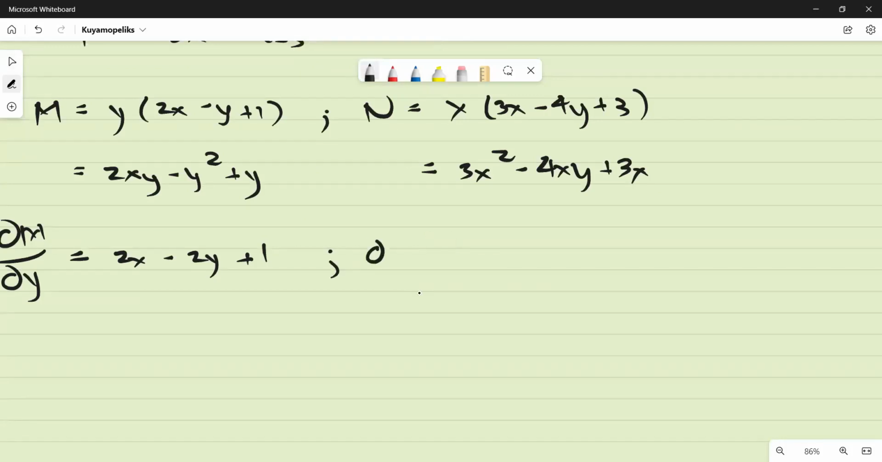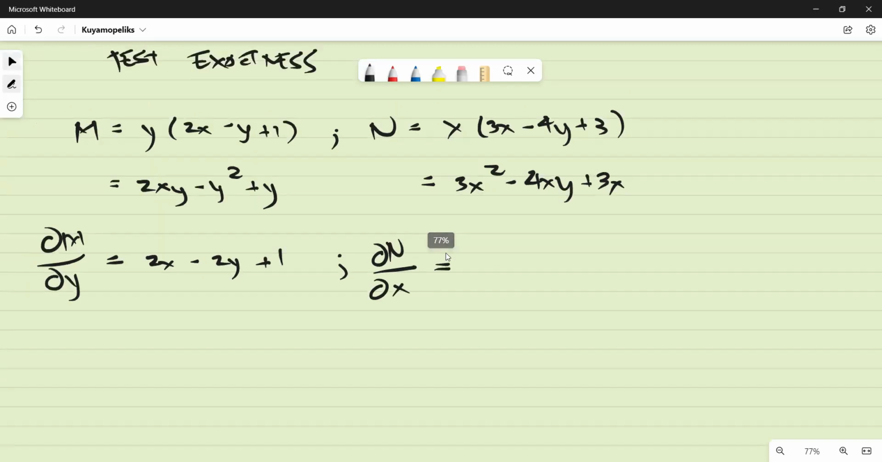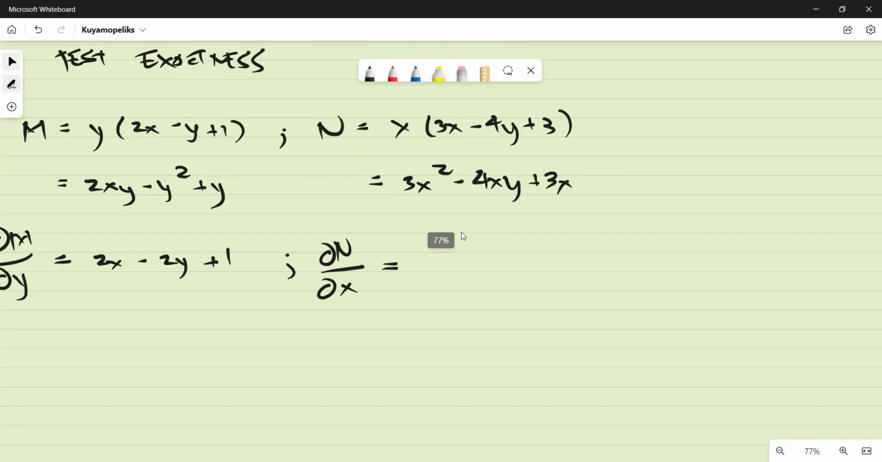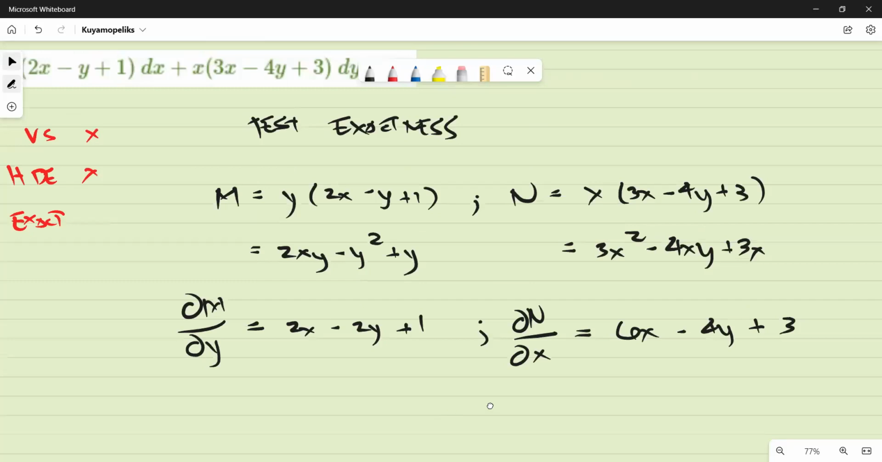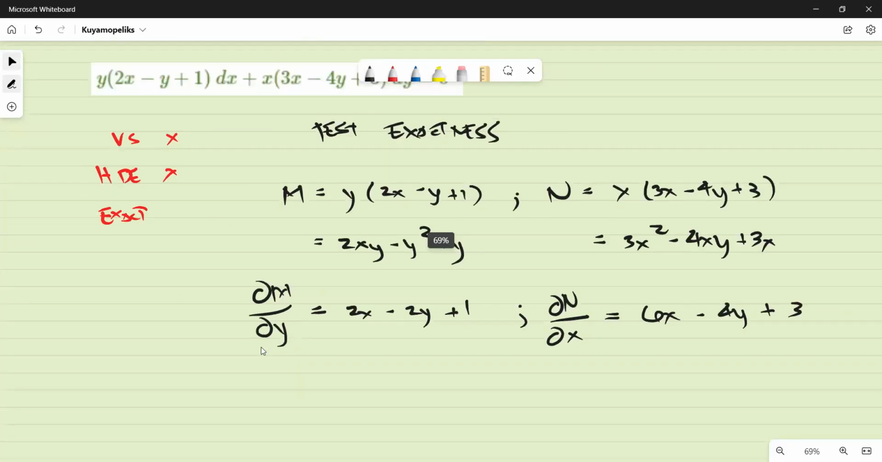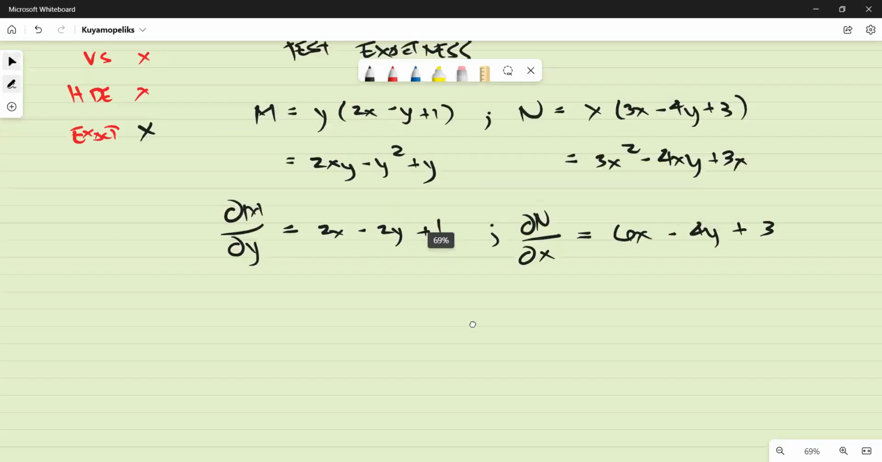How about our N? The partial of N with respect to x: only x is differentiated, while y is constant. So this is 6x minus 4y, since the derivative of x is 1, plus 3. Can we simplify this further? No. Therefore, it is not exact, because the partial of M with respect to y is not equal to the partial of N with respect to x.